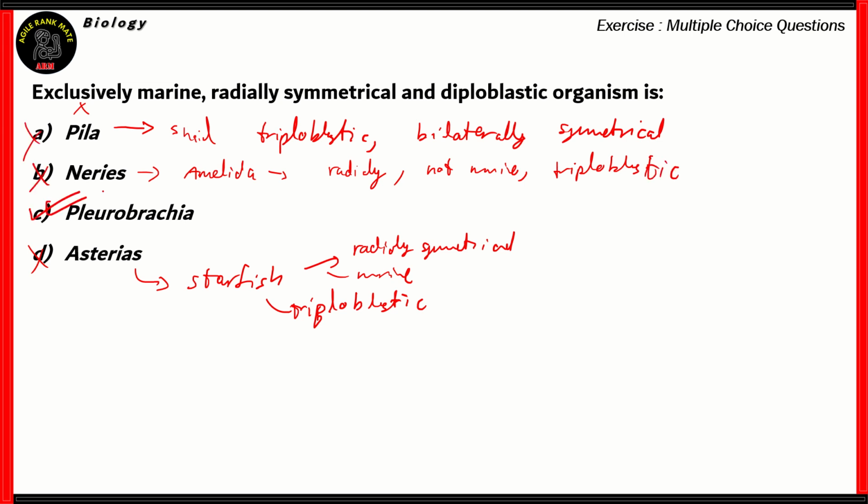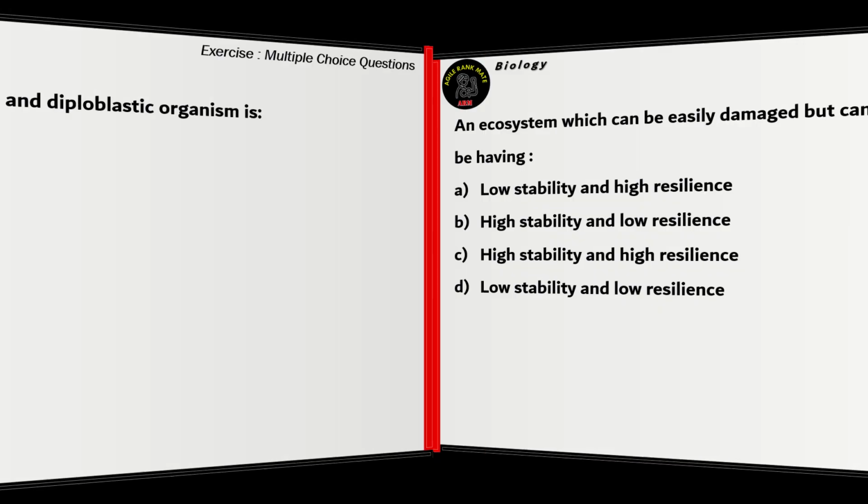The right option is option C, Pleurobrachia. Now, Pleurobrachia belongs to the phylum Ctenophora, which contains exclusively marine, radially symmetrical, and diploblastic organisms. So therefore option C is the right option. Pleurobrachia is an exclusively marine, radially symmetrical, and diploblastic organism.